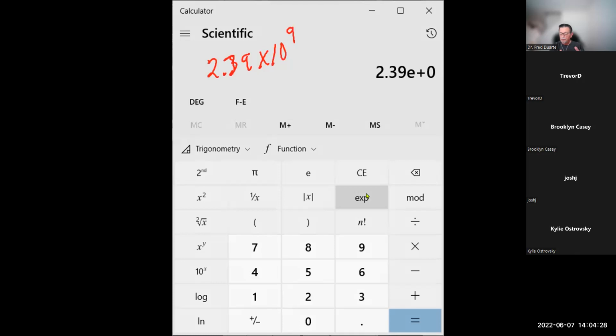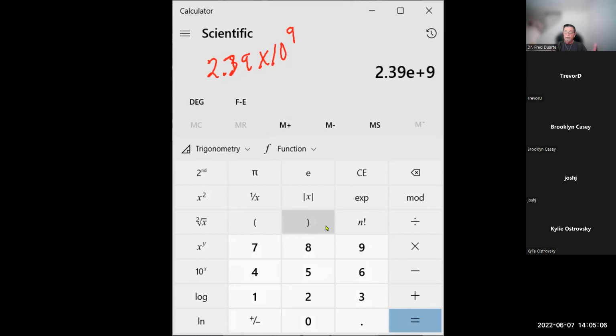Note here, the Windows calculator cannot display times 10 to the X power. So what it does is display it as E and then plus zero. Right now it could be a zero, but once I hit the EXP button, I can input the exponent. So now I have inputted 2.39 times 10 to the ninth power. If that exponent was a negative, guess what? I just hit the negative button there. I can toggle back and forth if that was a negative exponent, okay?